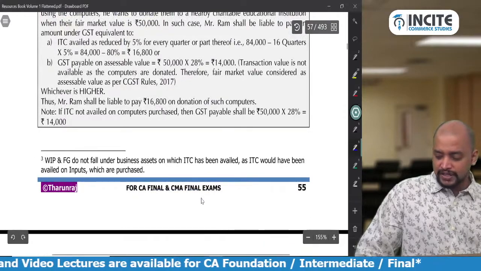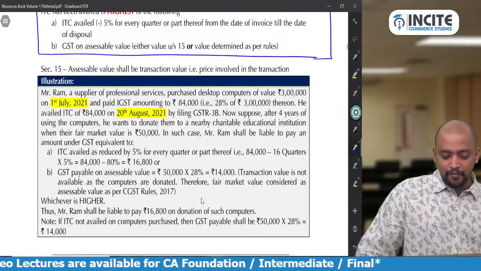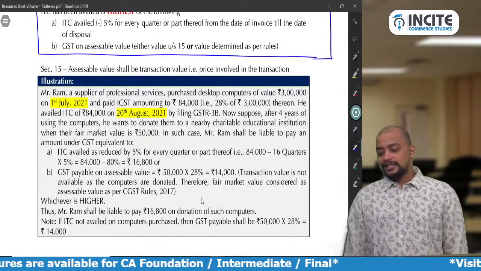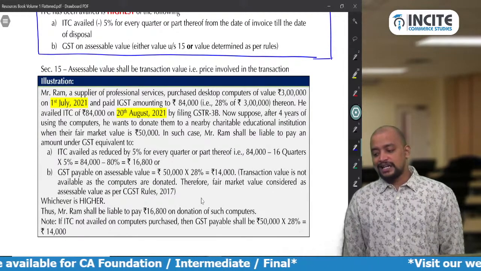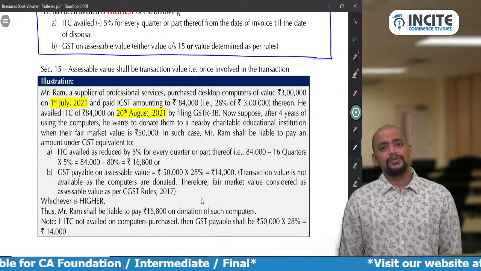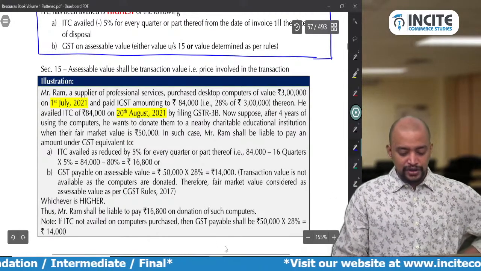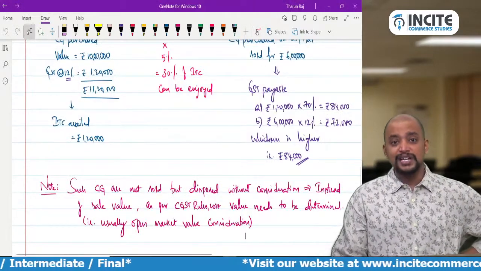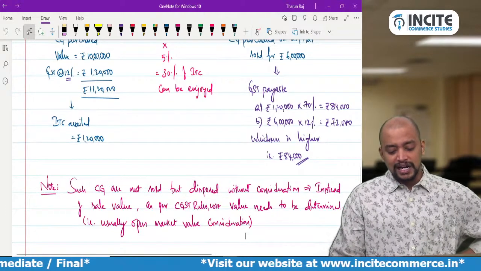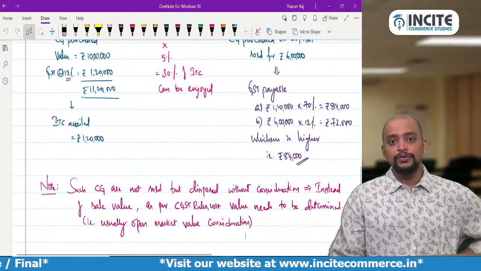Have a look into this. Page number 55. Sir, in GSTR 3B, I want to reverse the ITC availed previously, right? Why should you reverse? Correct. So about this 84,000 you are asking. About this 84,000, what can you do?